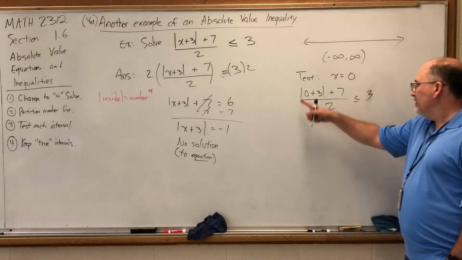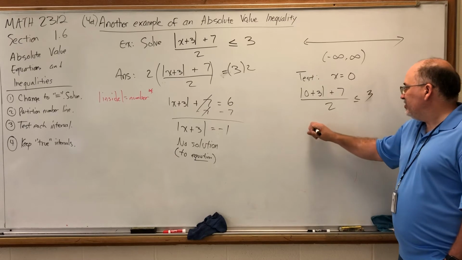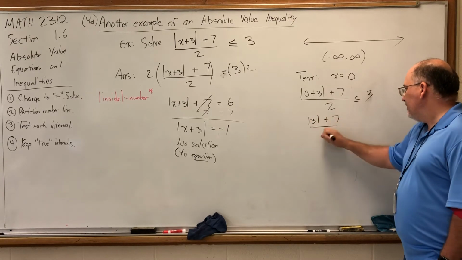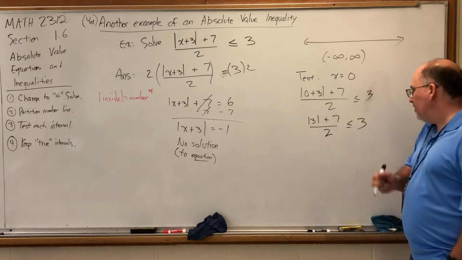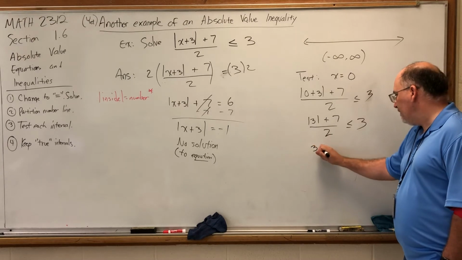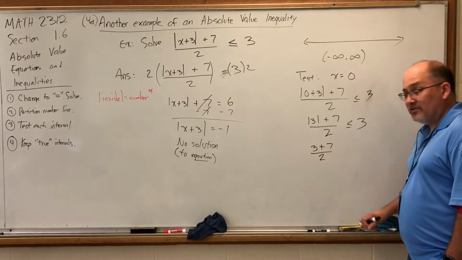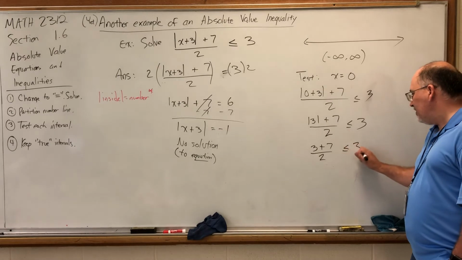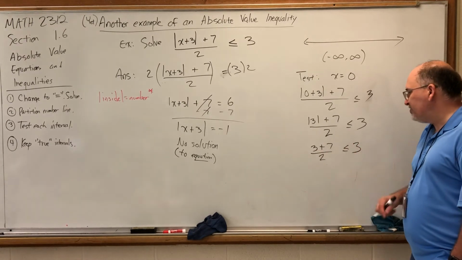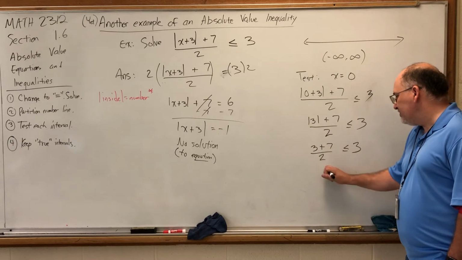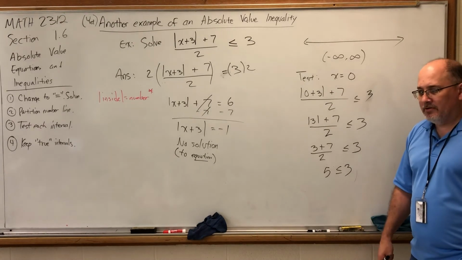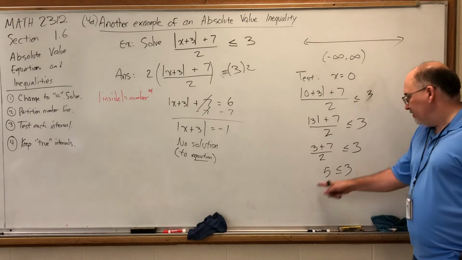Let's work it out. In the absolute value is an addition. 0 plus 3 is 3. Still inside an absolute value. Write down everything else. Absolute value of 3 is 3. The plus 7 and the divided by 2 haven't been done yet. Still comparing it to the number 3. At this point, you can probably fast forward. 3 plus 7 is 10. 10 divided by 2 is 5. 5 is less than or equal to 3. Wait, no it's not. This is false.